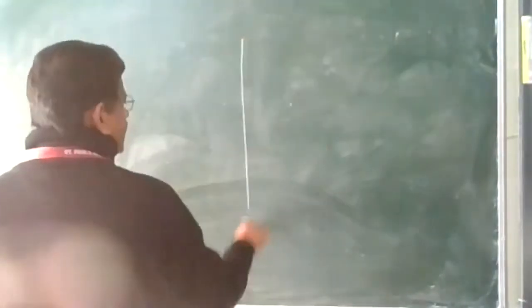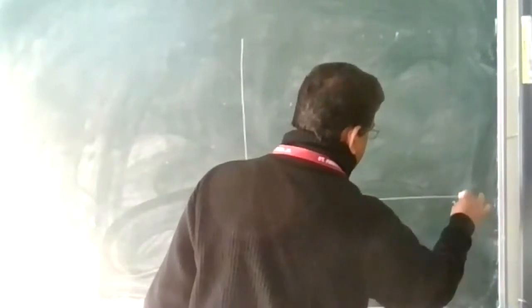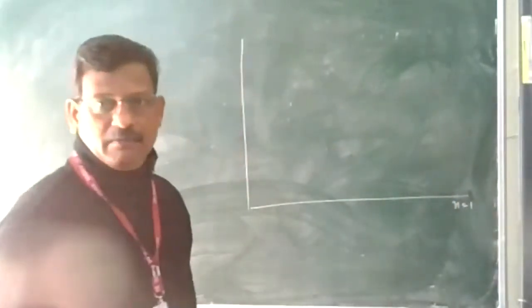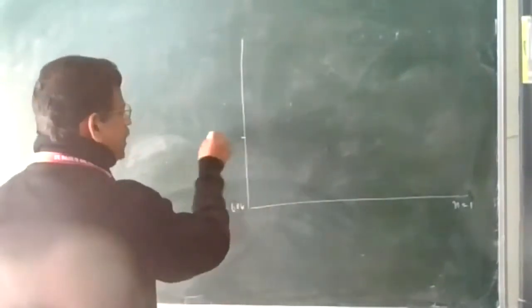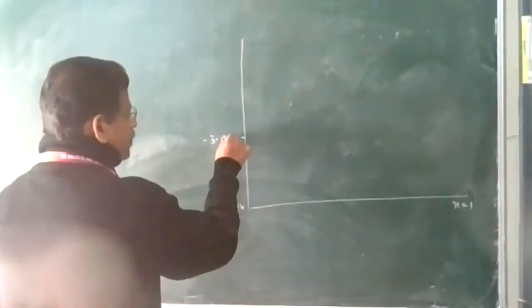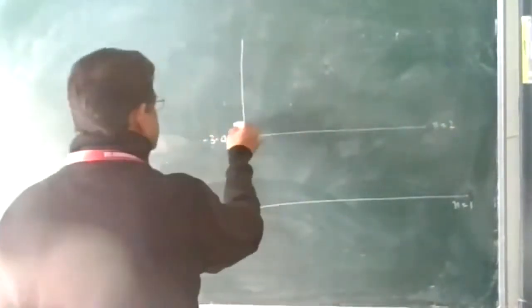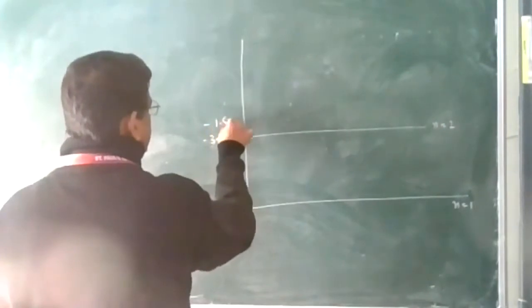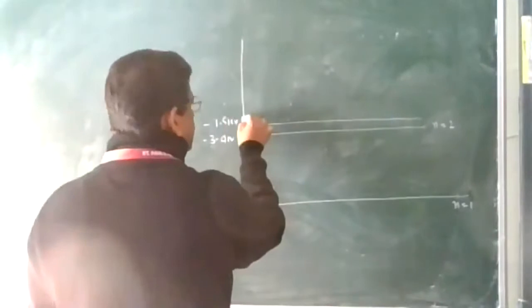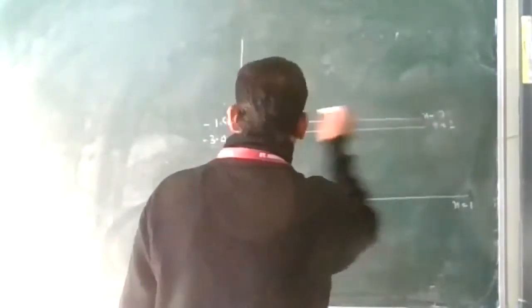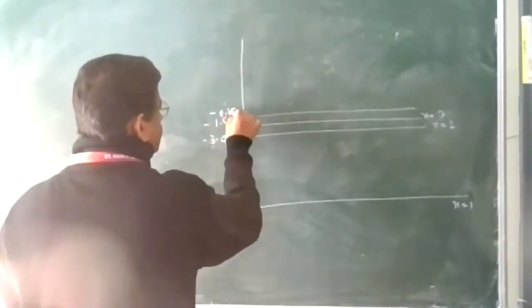So this is the energy level diagram for the different series. This is n equal to 1, we call it the ground state, the minimum energy level, minus 13.6 electron volt. Here we can mark minus 3.4 electron volt for n equal to 2. N equal to 3 is minus 1.51 electron volt. N equal to 4 is minus 0.85 electron volt.